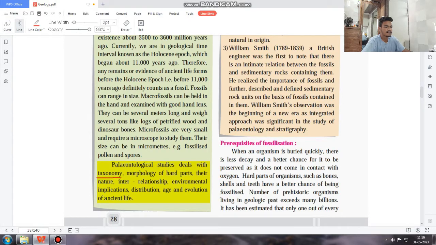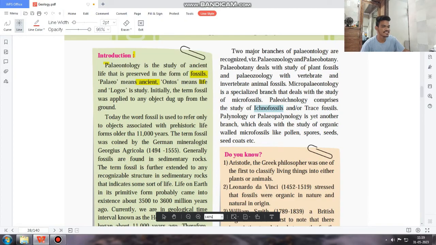So what is taxonomy? Basically taxonomy is classification of living things and extinct things. Morphology of hard parts means studying the hard parts actually. Nature, interrelationship, this you can understand on your own, it's very simple.